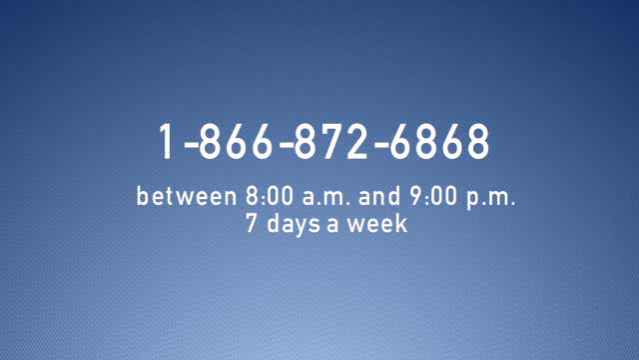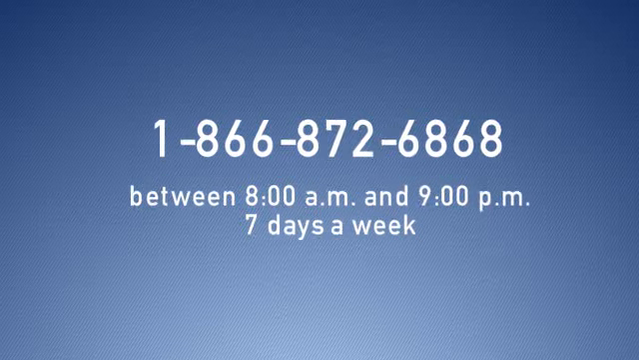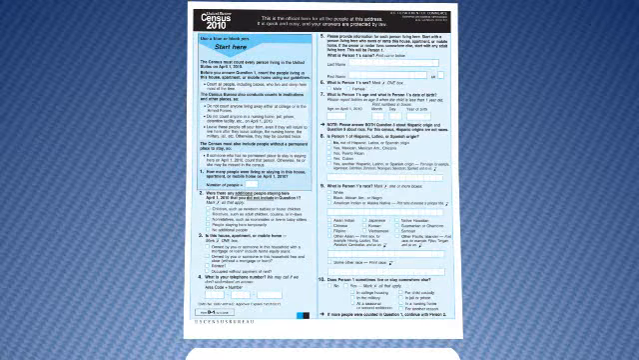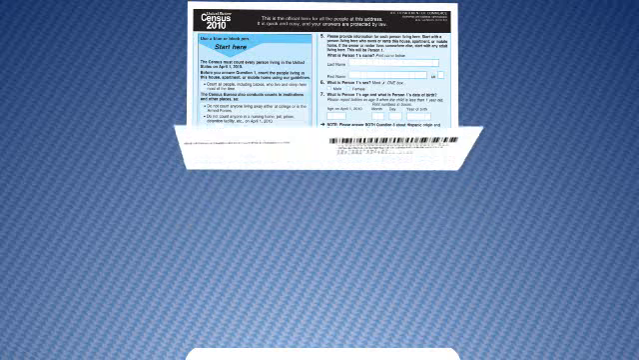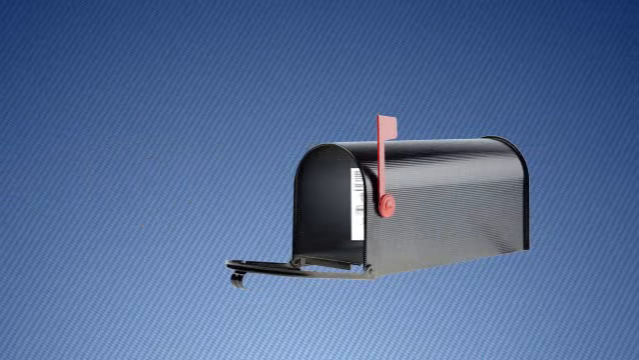1-866-872-6868 between 8 a.m. and 9 p.m. 7 days a week. The call is free. Once you have completed the form for all persons living or staying here, fold the form and put it in the postage-paid envelope. Please make sure the barcode above your address appears in the window. Seal the envelope and mail it back.